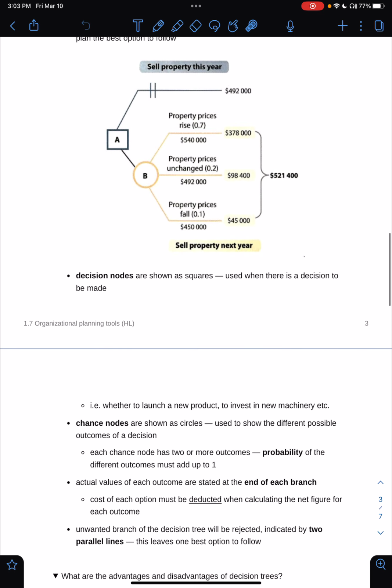And in the end, after we calculate the different outcomes of each branch, we'll then use two parallel lines to indicate the decision that will be rejected. So in this case, the company chooses to reject selling the property this year because the 492,000 that they'll earn is less than the 521,000 that they'll earn if they choose to sell the property next year.